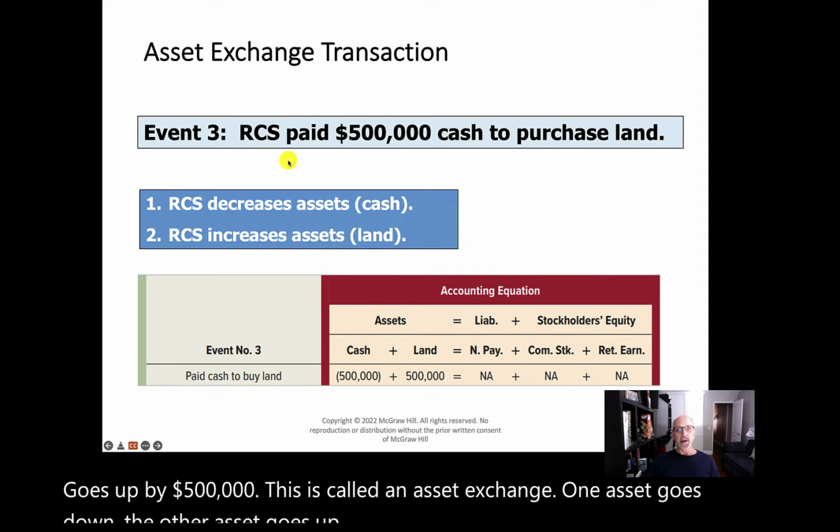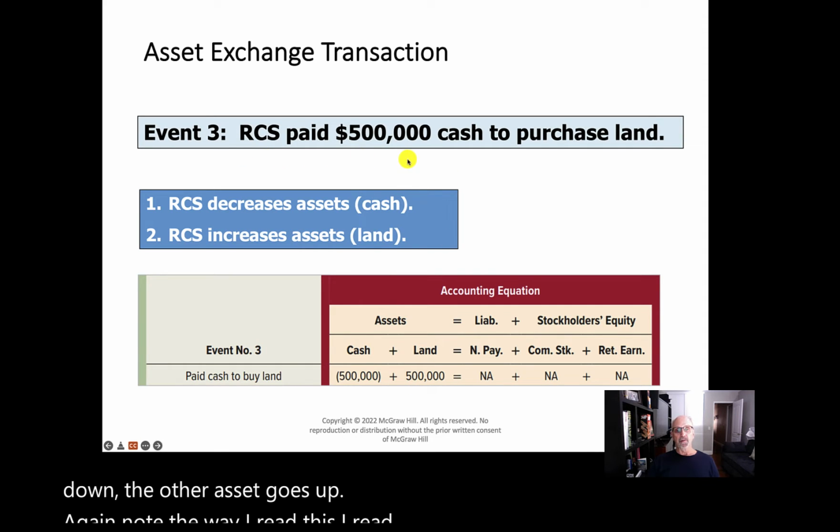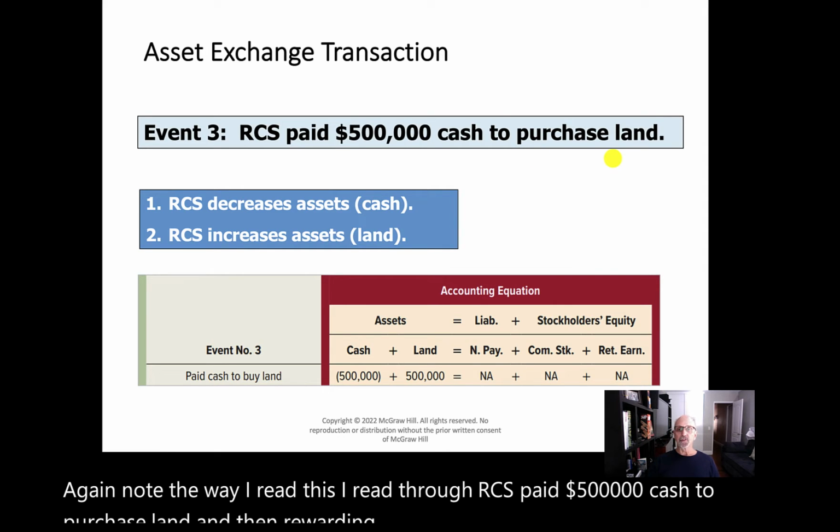Again, note the way I read this. I read through RCS paid $500,000 cash to purchase land, and then rewording it so that I really understand what's happening here.